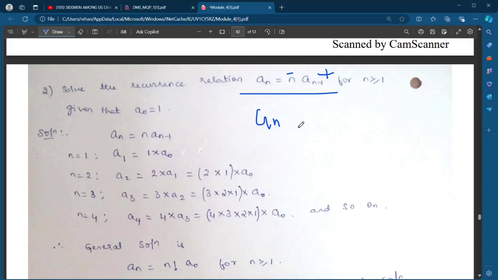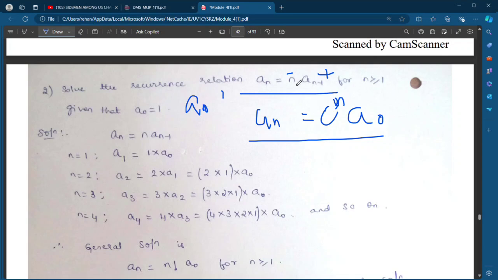So a_n = c^n a_0. Where c equals what? They have not given anything; the value of c is not given. But they have given a_0 = 1. So I'll use that.